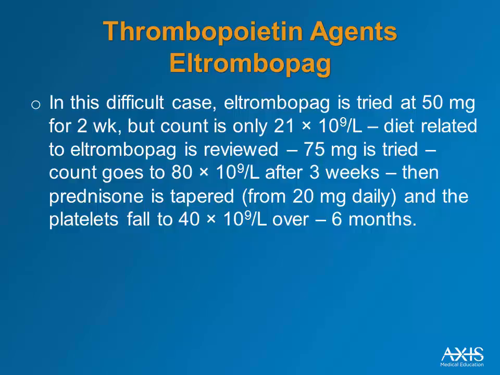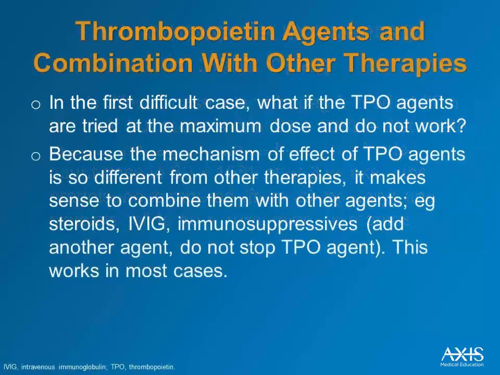So we went up to 75 milligrams, which is the highest dose, and then the platelet count increased to 80,000 after 3 weeks. Now at this point, the patient had still been on the 20 of prednisone daily, and the prednisone was tapered, and the platelets slowly fell to 40,000 over 6 months as the tapering was done slowly and the patient was followed for additional time. What if we had tried eltrombopag at 75 milligrams and it hadn't worked?